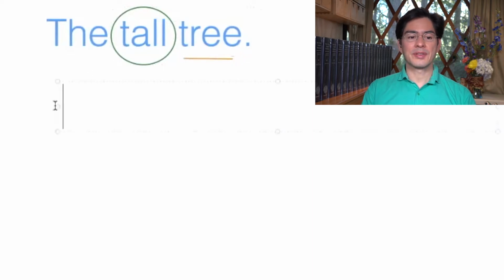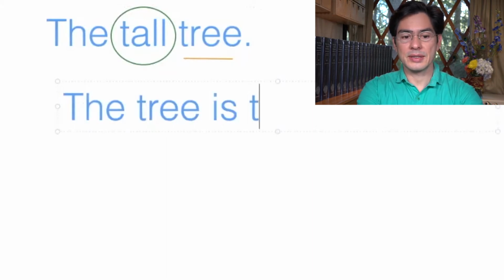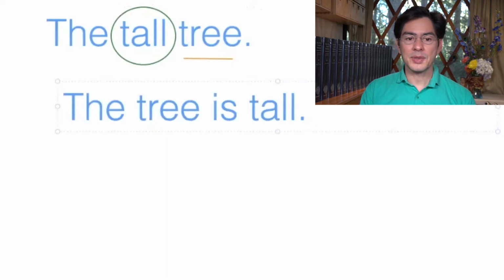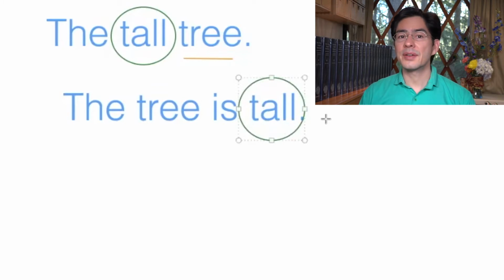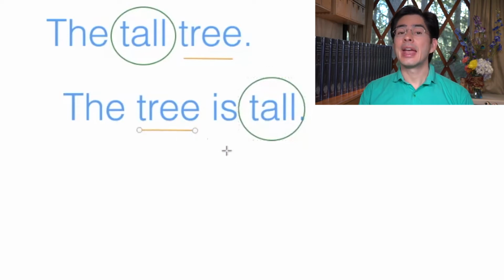However, if I write the tree is tall, here we still have an adjective. The adjective, let's make that the color we were using. The tree is tall. We still have an adjective, but notice that in this case, the adjective comes after the noun that it's describing, the tree. And that's because the adjective comes in the predicate of the sentence.